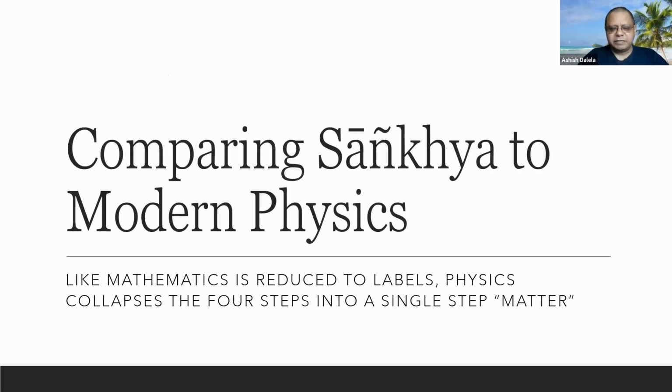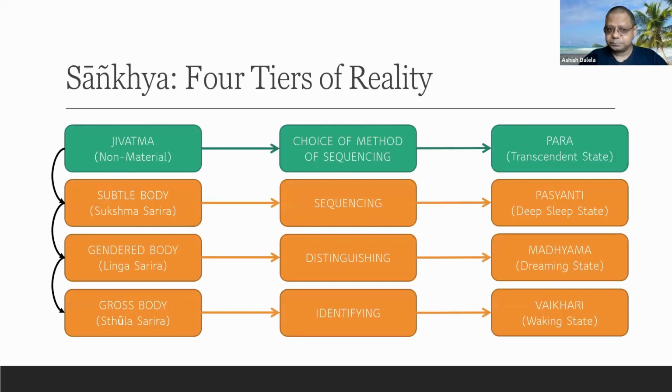Now, having dwelt a little bit on the problem of the nature of numbers and how that relates to Sankhya, let's turn slightly to physics. Similar to mathematics reducing the 4 steps into 1 step, physics also does the 4 steps into 1 step reduction. And I will show you or try to describe how that reduction happens. So there are 4 tiers of reality.